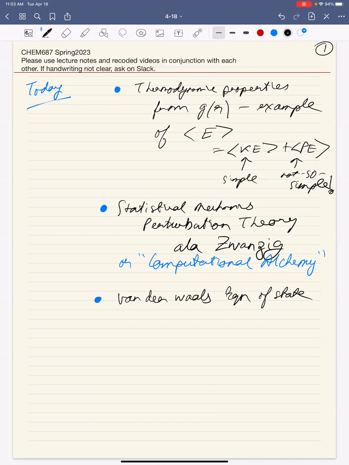Okay, so let's get started. So we are going to talk about G of R, and I will show you how you can get thermodynamic properties out of G of R. I am going to derive a relation which will be interesting, but more importantly, what I really want to talk about in today's class and in Thursday's class is something known as statistical mechanical perturbation theory.